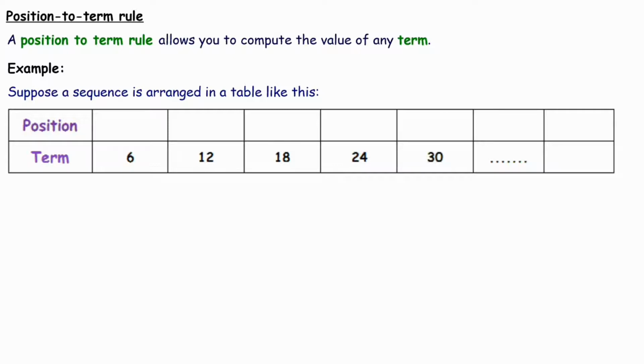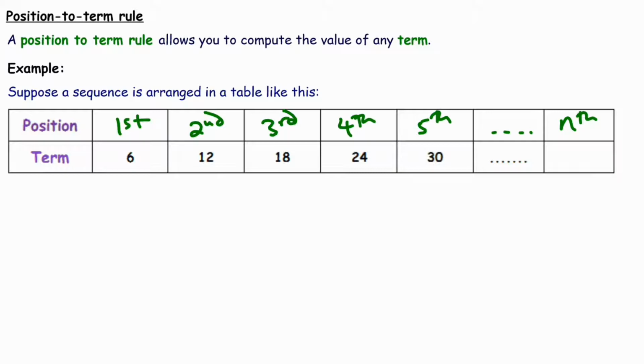Suppose we are given a sequence below, and it's included in the table for better analysis. The sequence is 6, 12, 18, 24, and 30, and so on. We know the positions of these terms: 6 is in the first position, 12 is second, third, fourth, here we have fifth, and so on. Any position in a sequence can be written as the nth position, where n is a member of the positive integers, 1, 2, 3, 4, 5 to infinity. What n represents here is the position of the term. We have already discussed that.